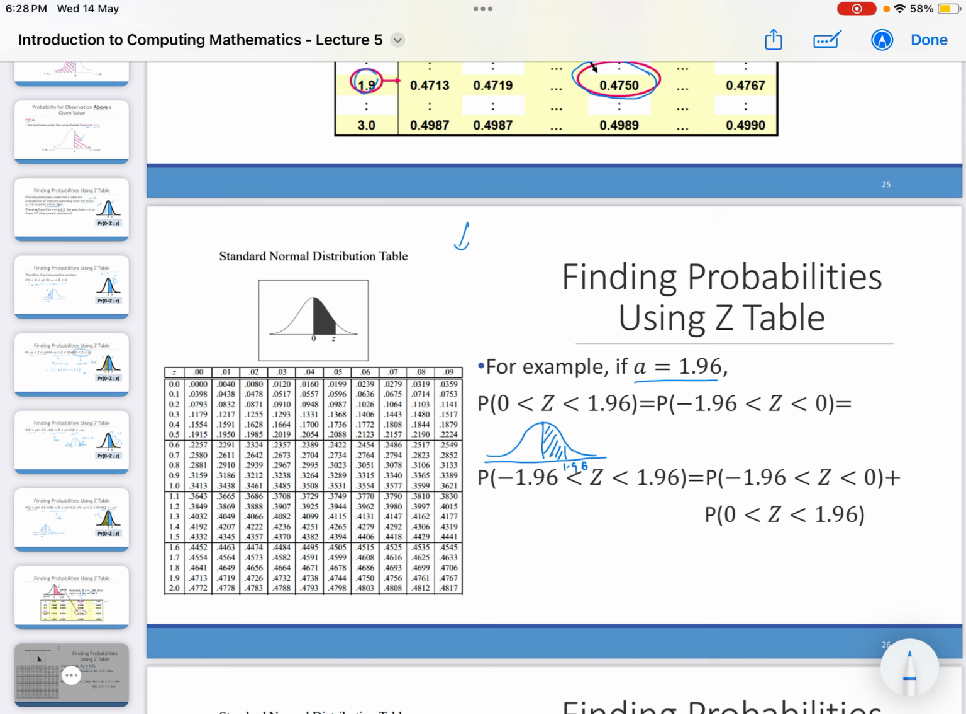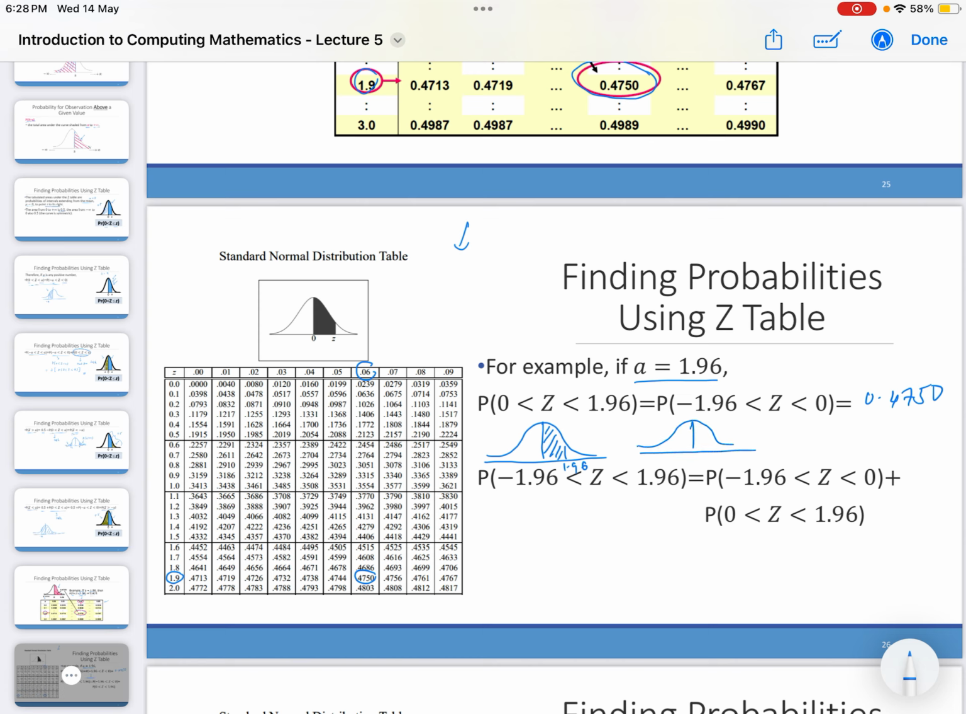Since we want this probability, then we can straight away find from this table. So 1.9 is over here, and then 0.06 over here. So basically, this one is this value. So this one is equals to 0.4750. This one I already showed last time.